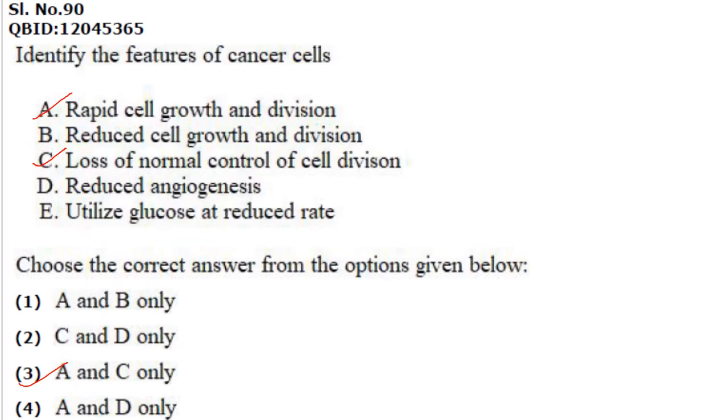Then next one. Identify the features of cancer cell. Rapid cell growth and division. That is correct. That is a feature of cancer cell. Reduced cell growth and division. No. Loss of normal control of cell division. That is also correct. With that itself your answer has come out. A and C only. That is option 3. Reduced angiogenesis: angiogenesis is increased in cancer cells, and they utilize glucose at an increased rate. So A and C only.